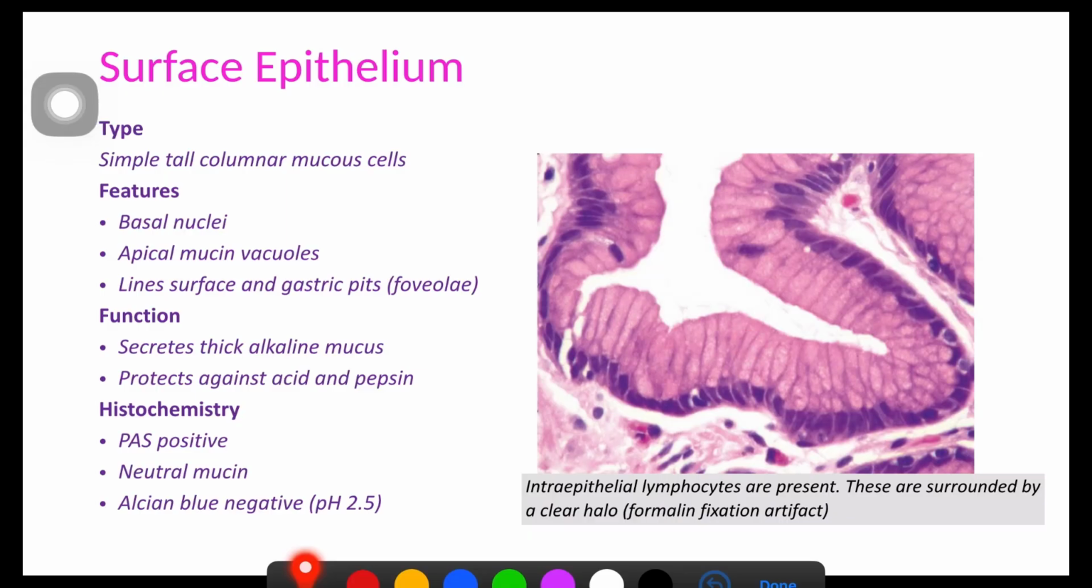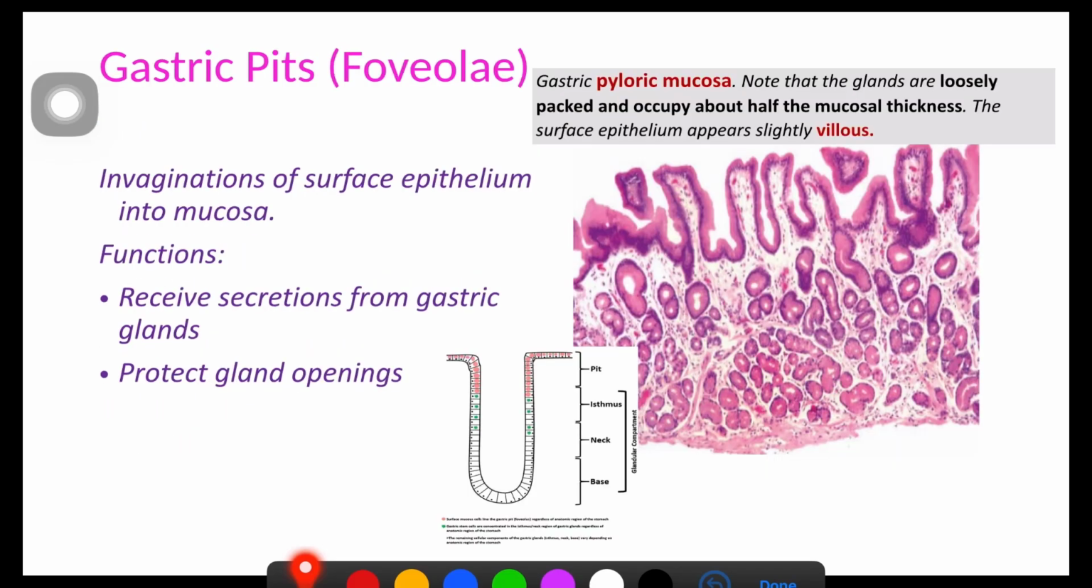And if we go for PAS stain, it is PAS positive cells containing neutral mucin, and at pH 2.5 Alcian blue is negative. And here along with these basally placed nuclei, you can see some lymphocytes with a surrounding halo. So this is the formalin artifact, and these are intraepithelial lymphocytes, which are normally present in few numbers.